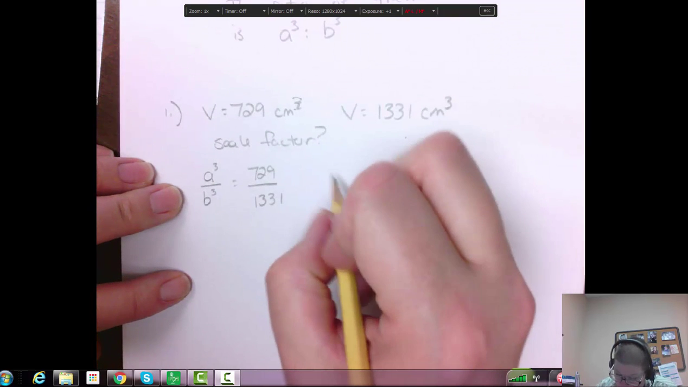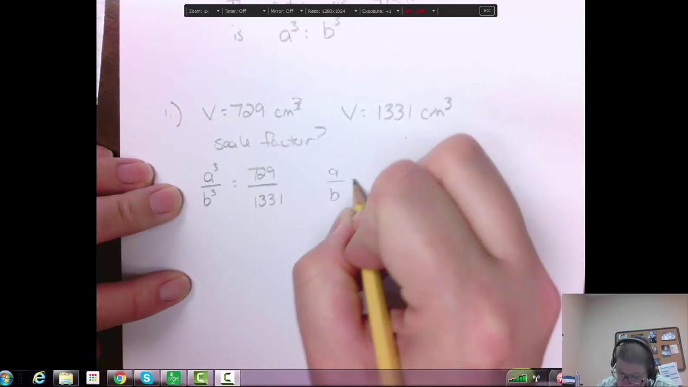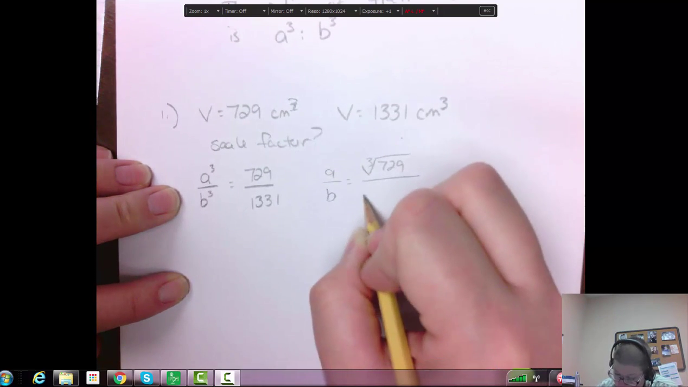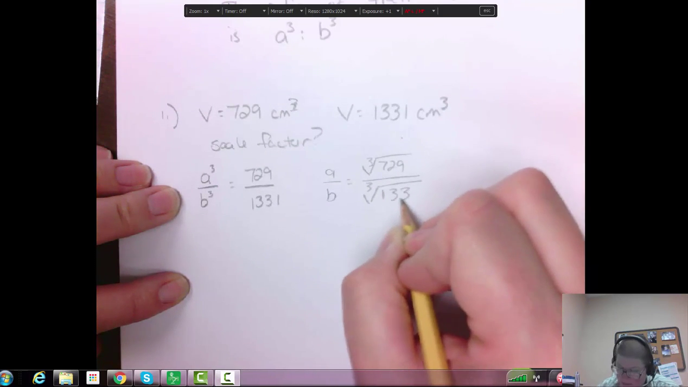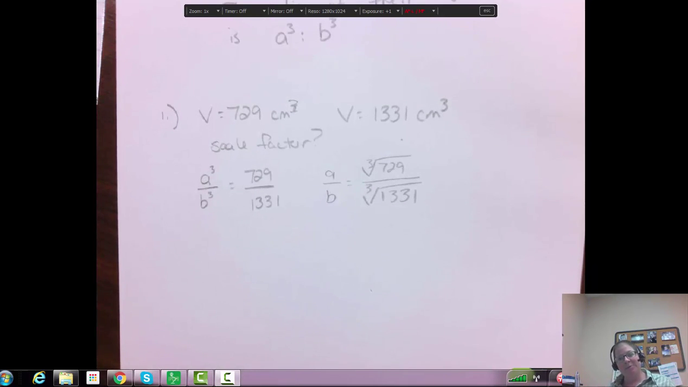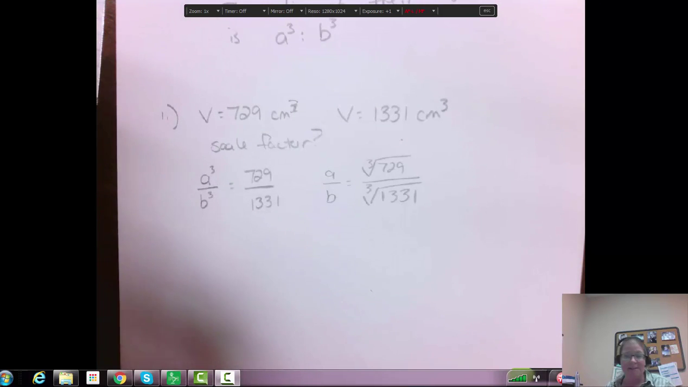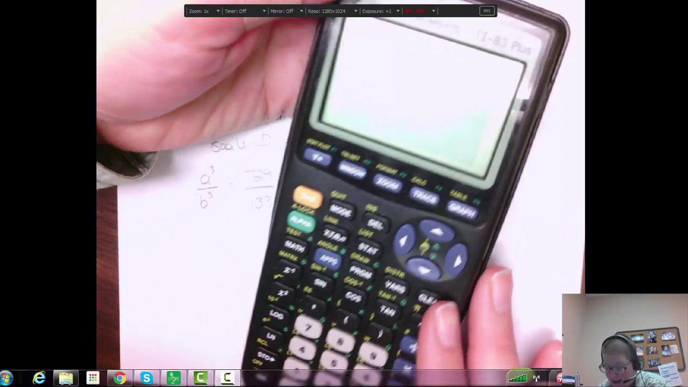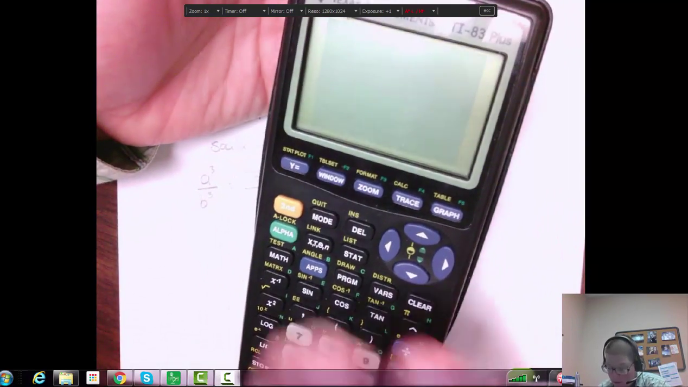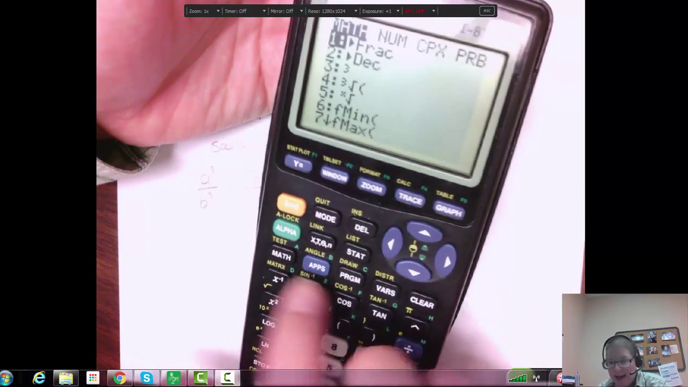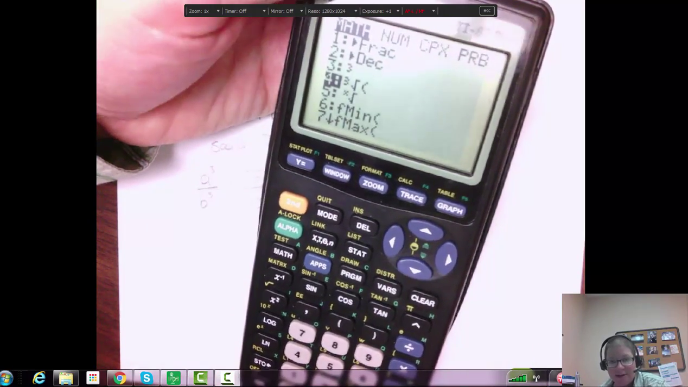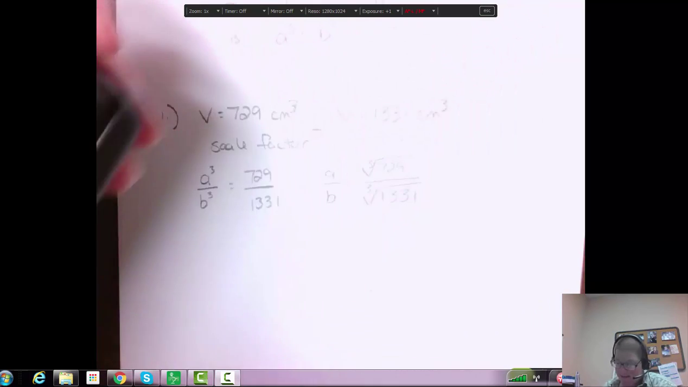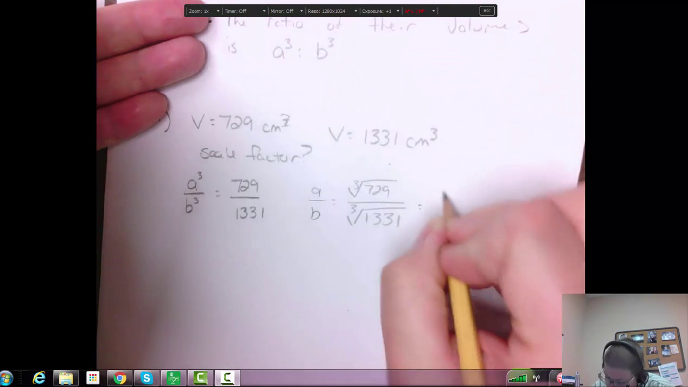So to find A over B, you take the cubed root of 729 and the cubed root of 1331. So because it's 3 times bigger, you have to figure out what number times itself 3 times is 729. Well, there's usually a key on the calculator for that. On the graphing TI-83 that I'm holding, it's in the math section here, and right at the front I go down to the third root of 729 in parentheses, and I get 9, because 9 times 9 times 9 is 729. So this one's 9.